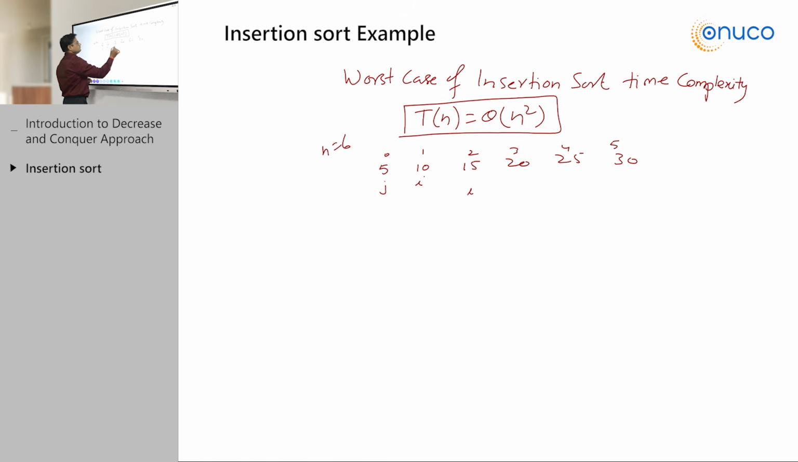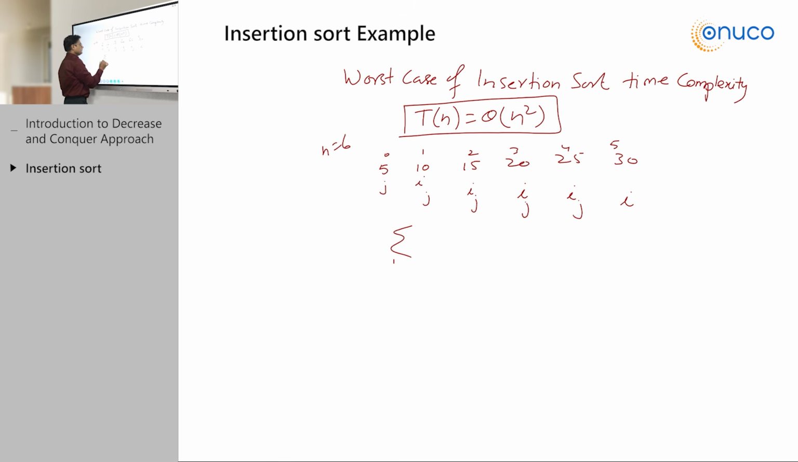Now i is here, j is here, right? Is 10 greater than 15? No. i increases, j is here. Is 15 greater than 20? No. i increases here, j starts from here. Is 20 greater than 25? No. i is here, j is here. Is 25 greater than 30? No. So basically what happened, we are doing only one comparison under the for loop, a single for loop.